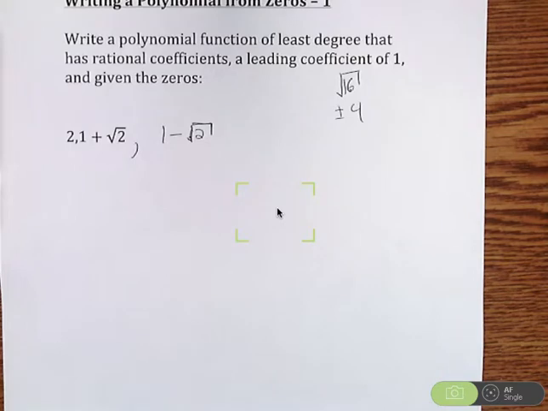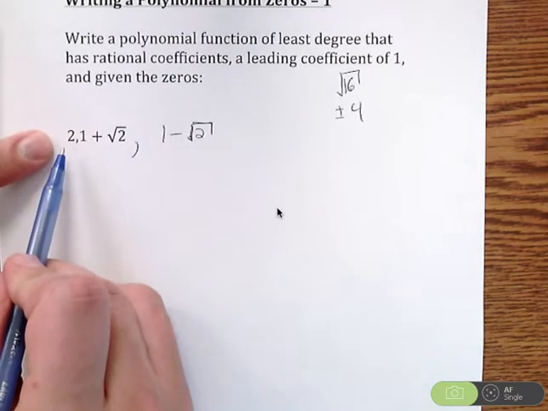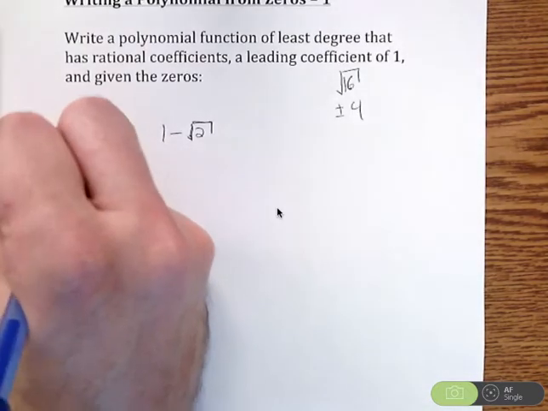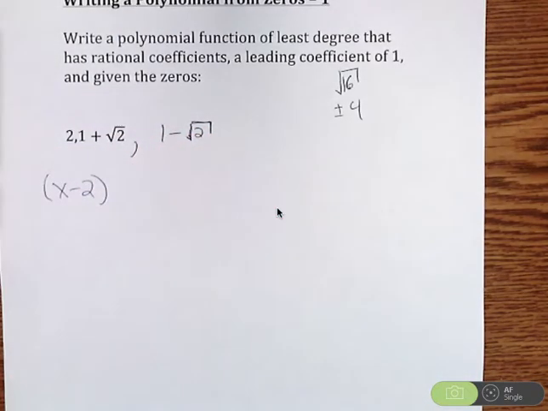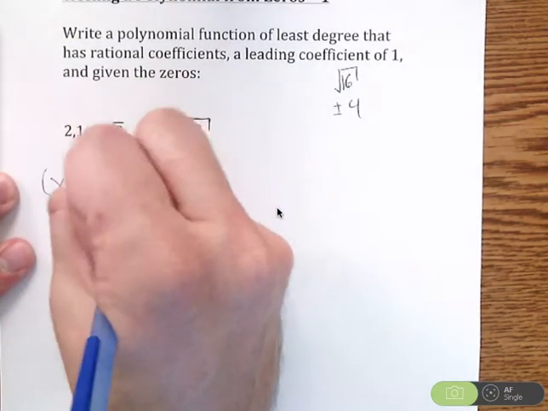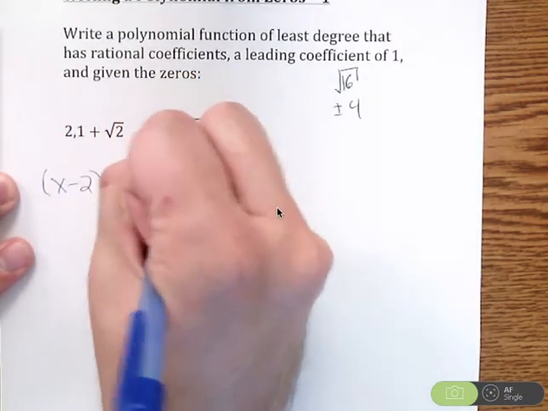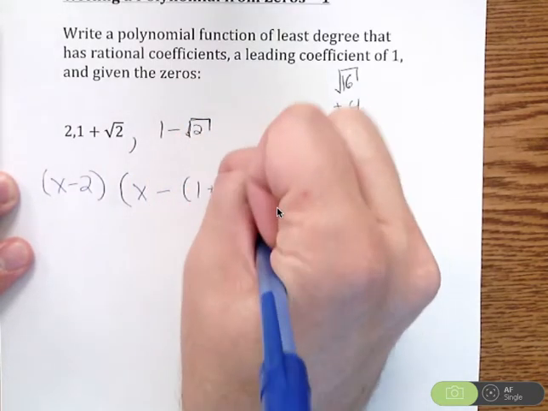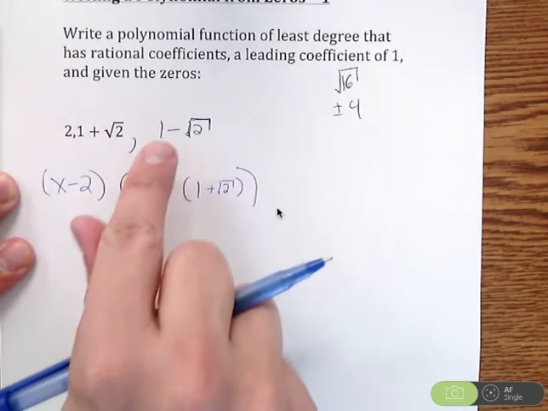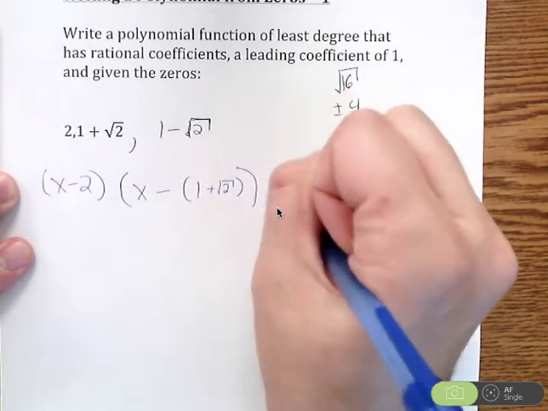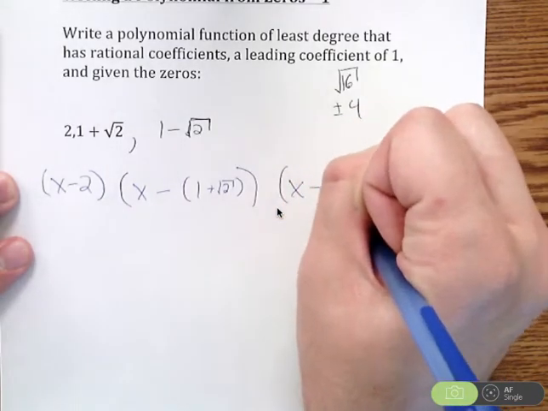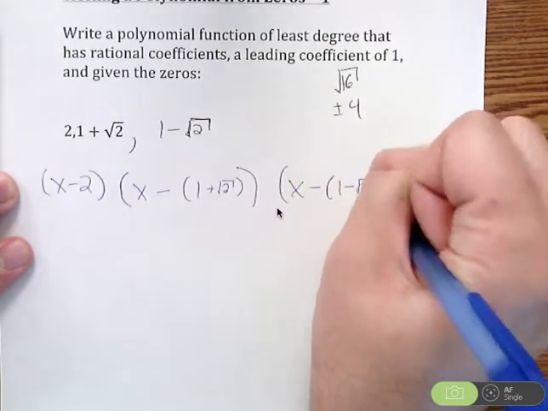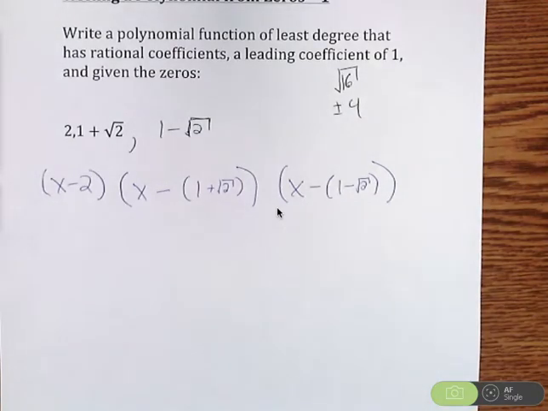So what I'm going to do is take my zeros and convert them back to factors. So if I have 2 as a 0, I'm going to have x minus 2 as the factor. And then if I have 1 plus square root of 2, I'm going to have x minus, in parentheses, 1 plus square root of 2. Then for this other piece, 1 minus square root of 2, I'm going to have x minus, parentheses, 1 minus square root of 2. So those are my 3 factors.